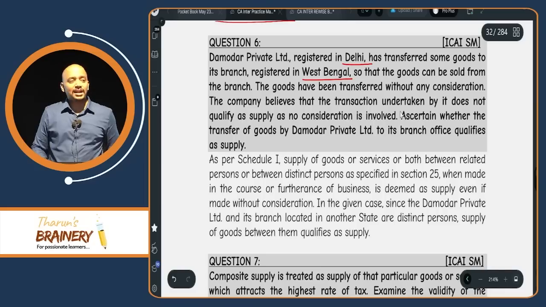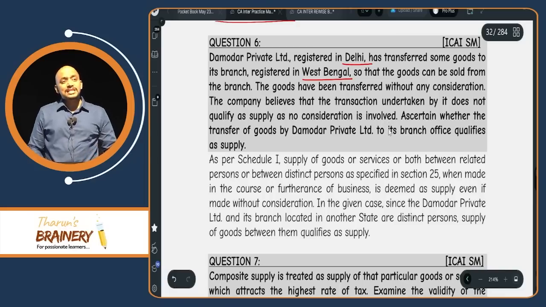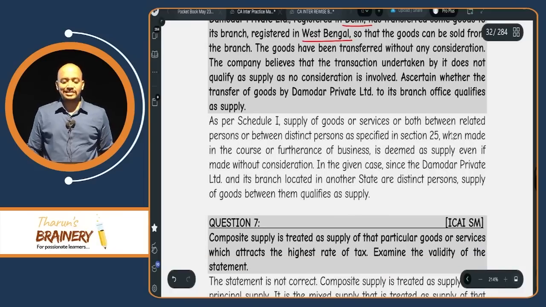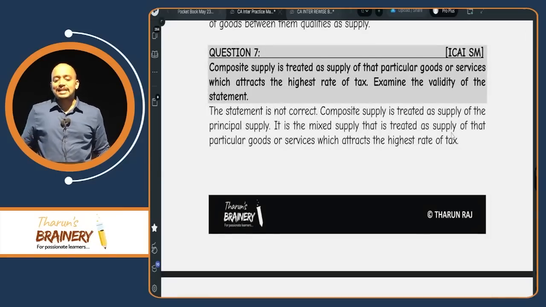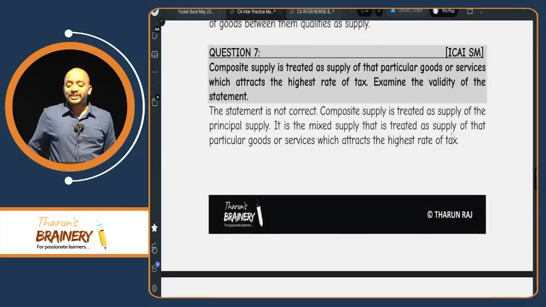The company believes that the transaction undertaken by it does not qualify as supply as no consideration is involved. Even if there is no consideration, transaction between distinct persons is treated as supply under 7.1c. Ascertain whether the transfer of goods from head office to branch office qualifies as supply? Yes. And question number 7, composite supply is treated as supply of that particular goods or service which attracts highest rate. True or false? False.